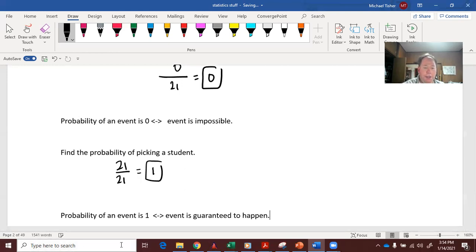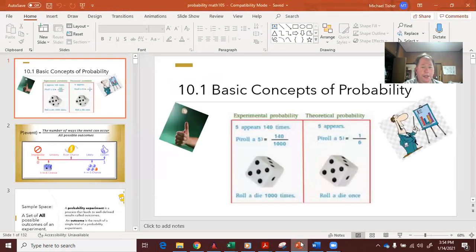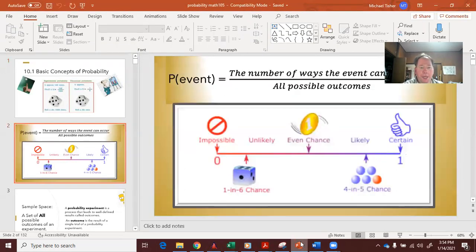All right, so let's look at this little PowerPoint slide here, detailing those ideas. Here, if it's 0, it's impossible. And over here we have the probability of 1, which is certain. And then it makes sense that the closer we are to 0, the more unlikely that event is to happen. And likewise, the closer we are to 1, the more likely that event is to happen.